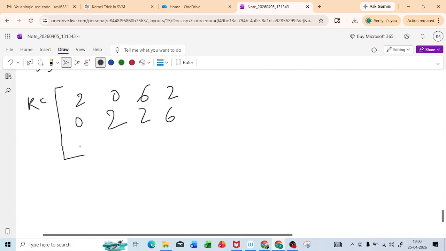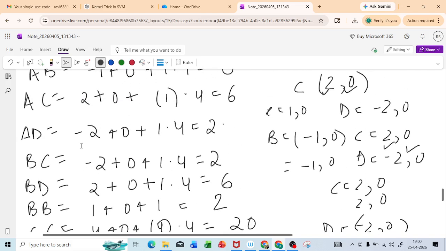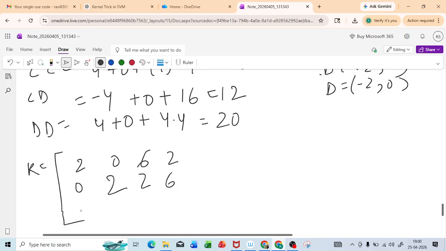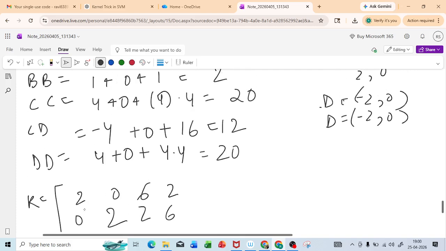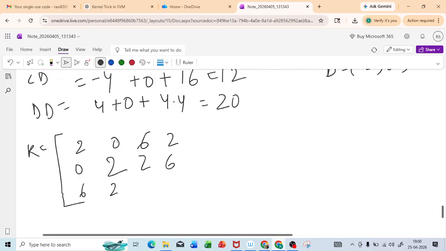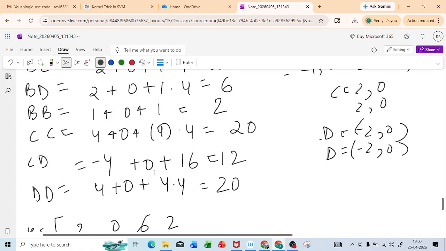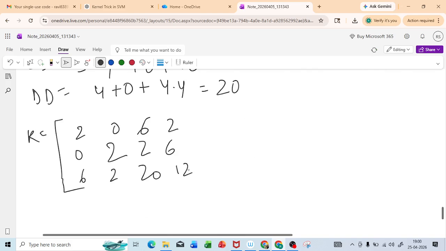And then what is CA? CA is nothing but AC, which is 6. Then CB is equal to BC, equal to 2. CC we have calculated and this is 20, and CD is 12. So now DA is 2, DB is 6, DC is equal to CD, equal to 12, and DD is 20. All right, so this is our kernel.